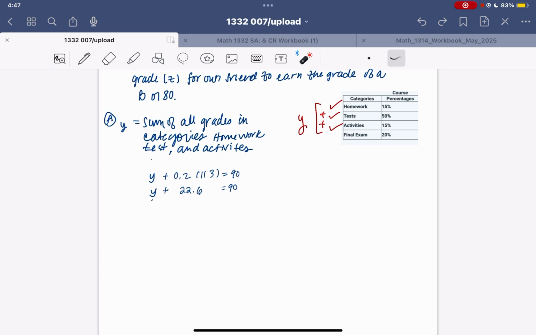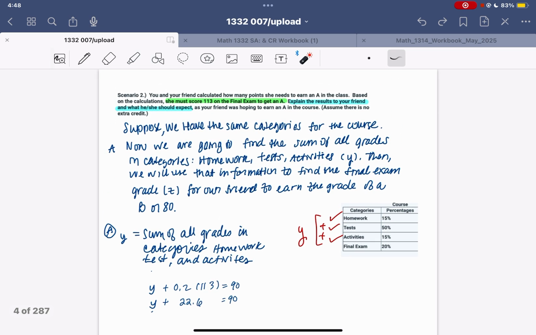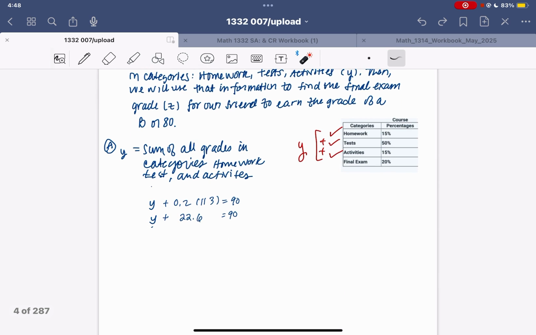We need this number because it's not given to us. So Y plus 0.2 times 113 equals 90. If I multiply 0.2 times 113, Y plus 22.6 equals 90. We're using 90 because in the scenario, our friend was trying to earn an A. We haven't found the final exam score in order to earn a B. That's going to be in the next part. So if we subtract 22.6 from both sides, Y is going to equal 67.4.